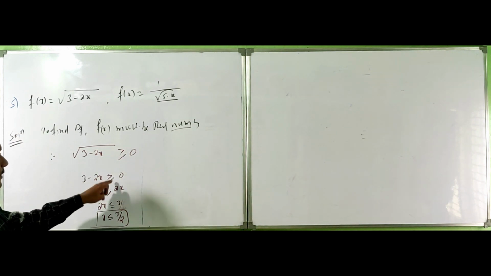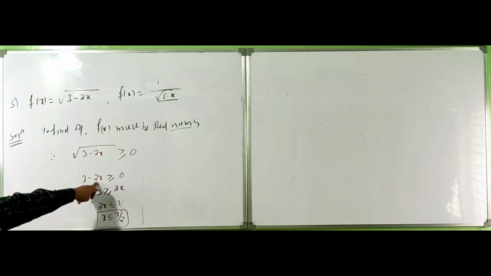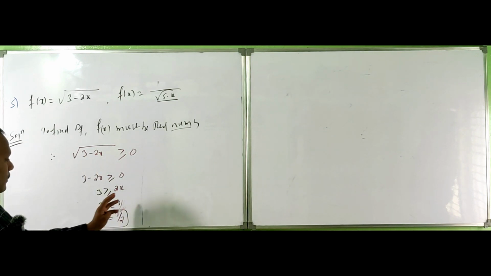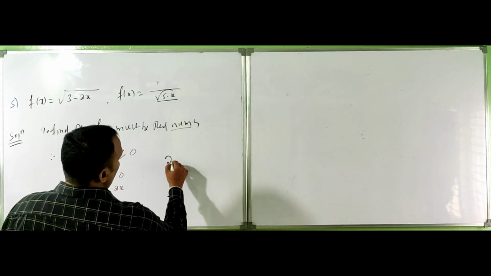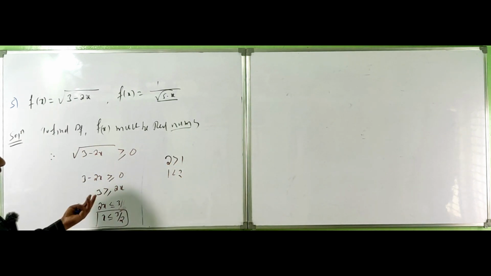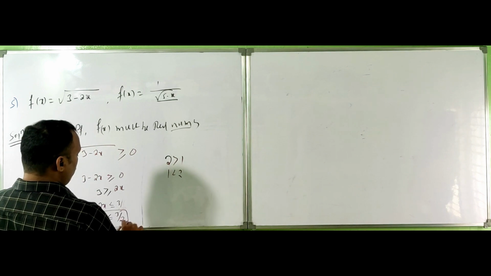3 minus 2x, why? Because I am squaring on both sides, so 3 minus 2x is left. Okay, I sent the 2x to the right side, so I'm writing the vice versa. If 3 is greater than 2x, then 2x is less than 3, so x is less than or equal to 3 by 2. Therefore, this belongs to the domain.